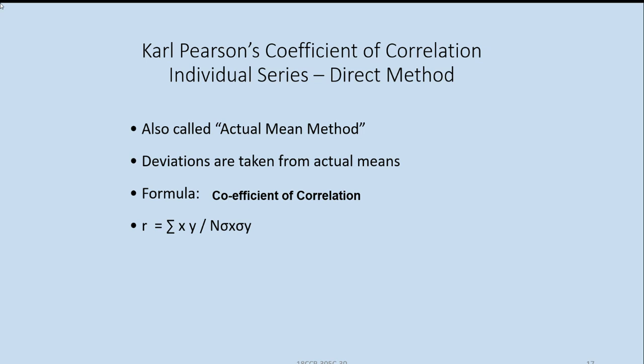The formula for coefficient of correlation is r = Σxy / (n · σx · σy). Here we have to understand certain things. Small x and small y are used here. Please write down: small x is equal to capital X minus capital X bar.